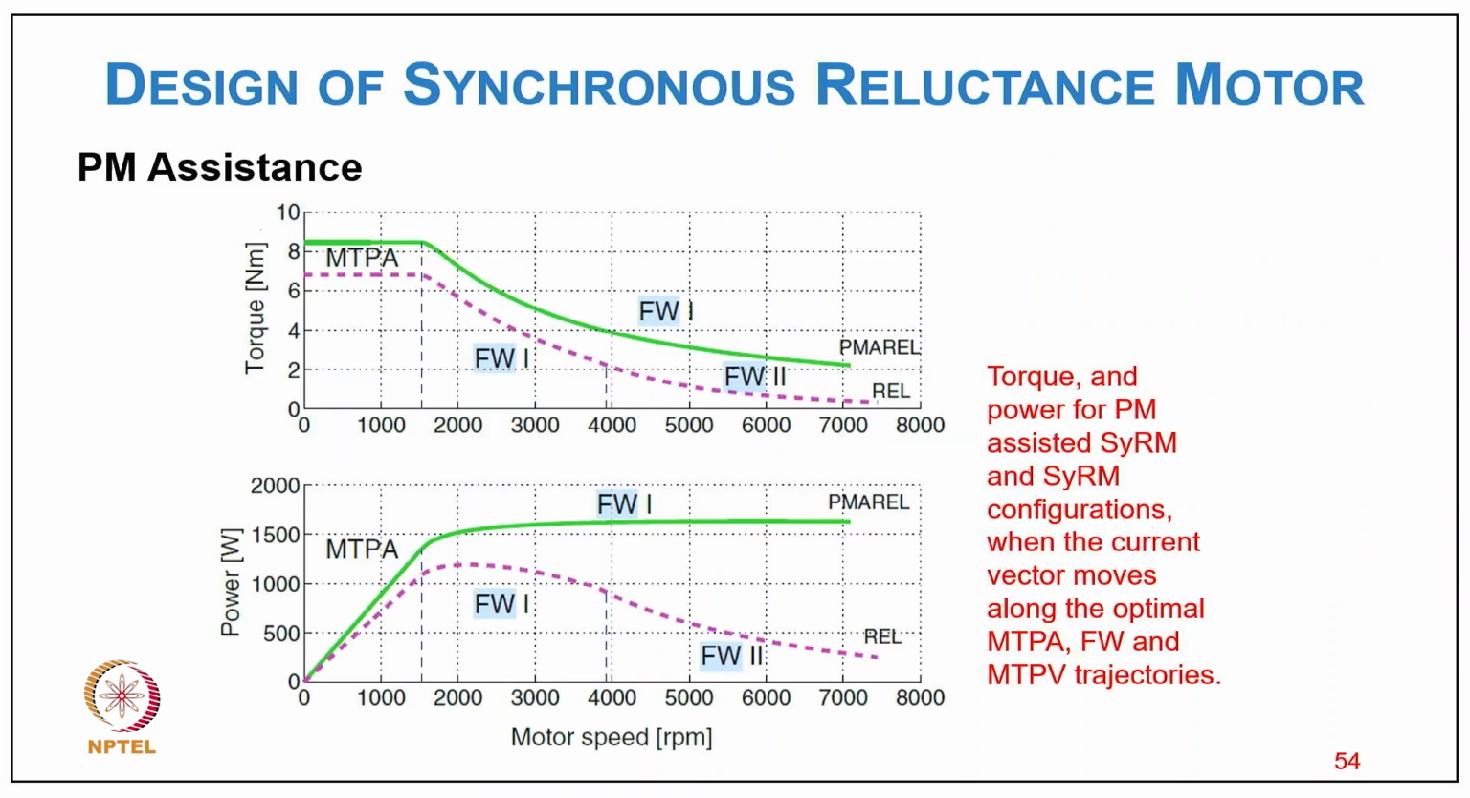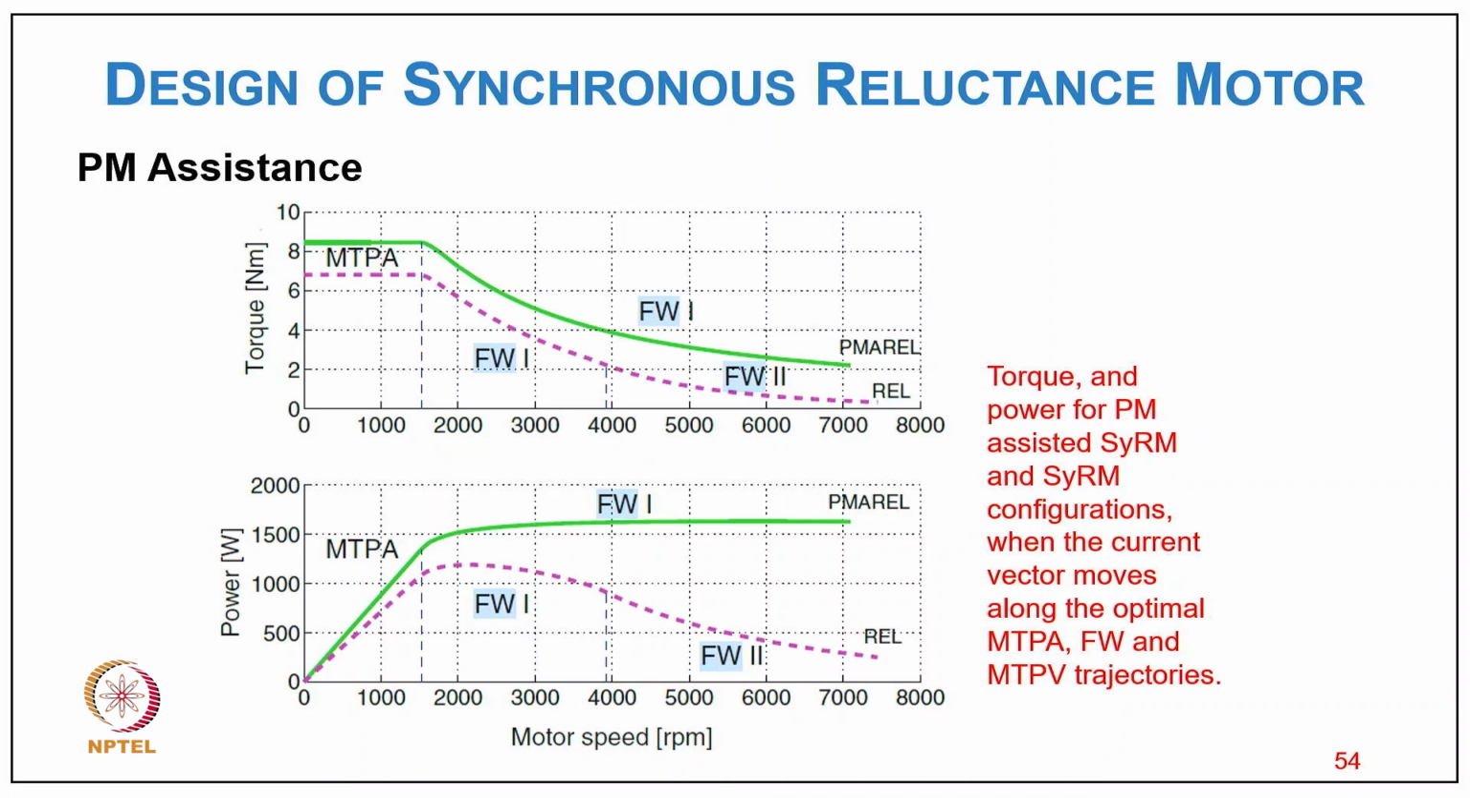You can clearly see how along the MTPA, with the PM assisted reluctance motor the torque increases, and typically the power increases because of the magnetic excitation. The power produced by the machine increases substantially.